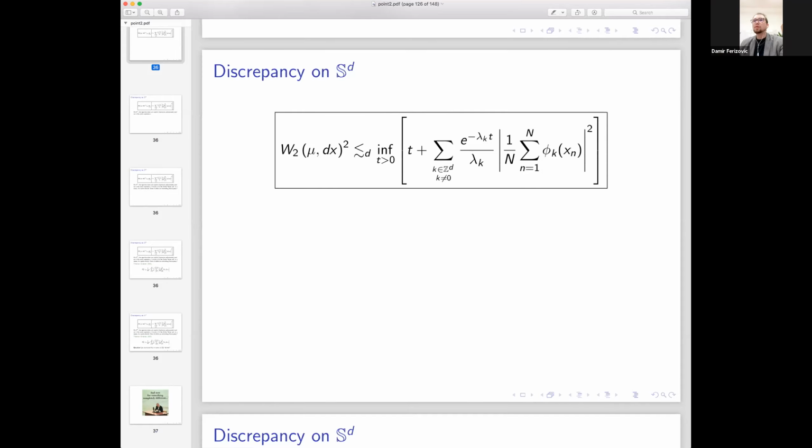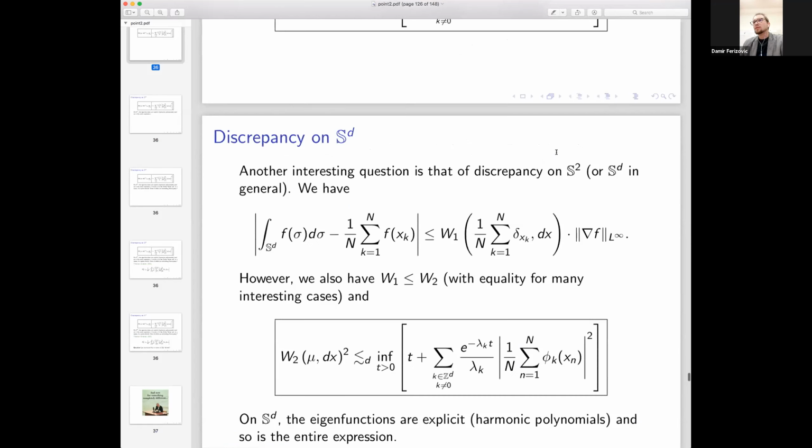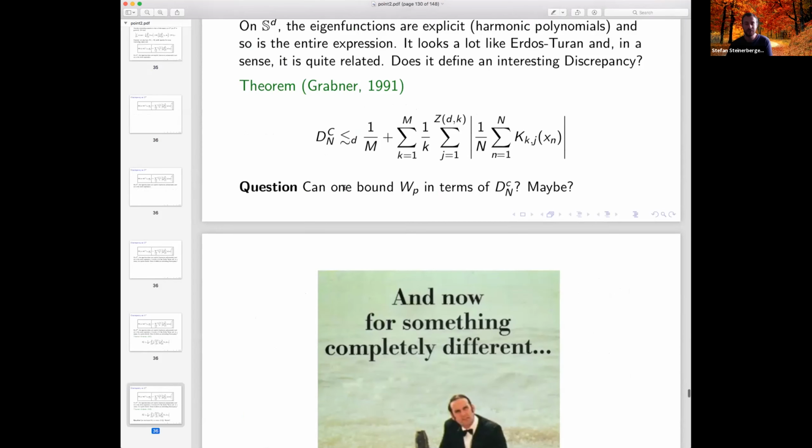Okay, are there any more questions? Okay, let's perhaps have a last remark from me. Stefan, you mentioned perhaps there is an estimate of the discrepancy by the Wasserstein metric, right? Maybe the other direction, this one?